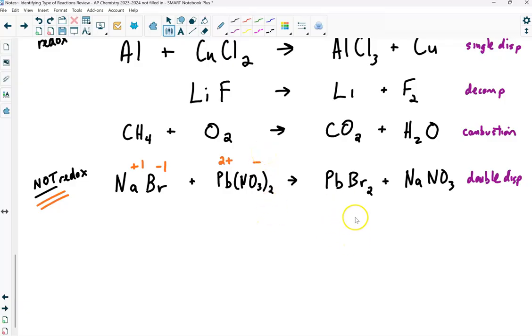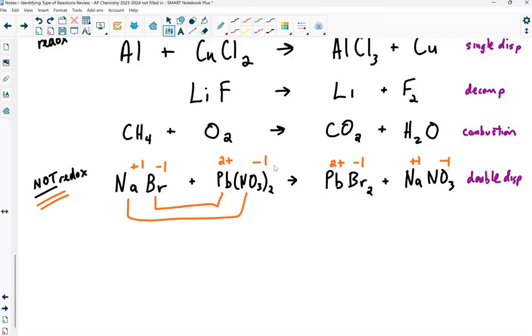Okay, let's look on the product side. Here, lead is bonded to 2 bromides. These guys did their swap, right? The apparent exchange of bonding partners. So lead's still a 2 plus. This is bromide ion. It's still a 1 minus. Sodium nitrate. Sodium is an ion here, so it's also a plus 1. Nitrate, that whole ion is still a minus 1.